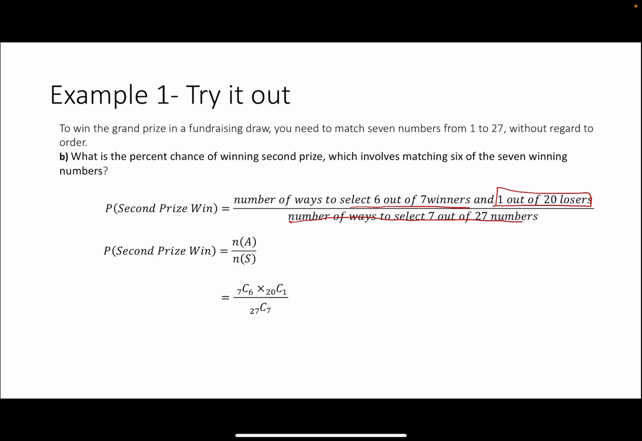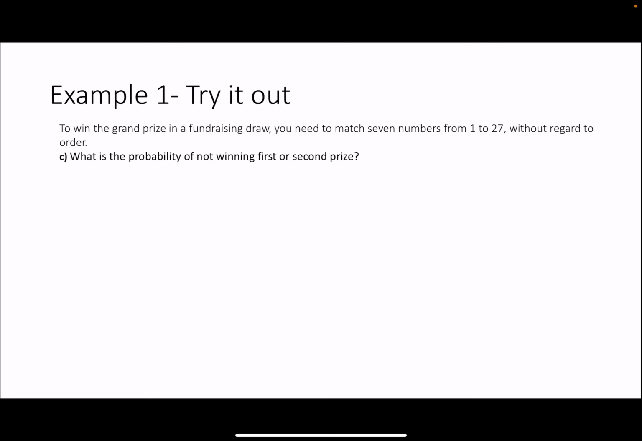So NS stays the same, 27 choose 7. Then we have 7 choose 6, multiplied by the ways to choose the one losing number. So it's 140 over 888,000. Still a low probability.